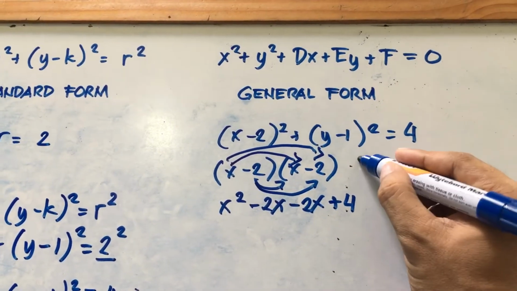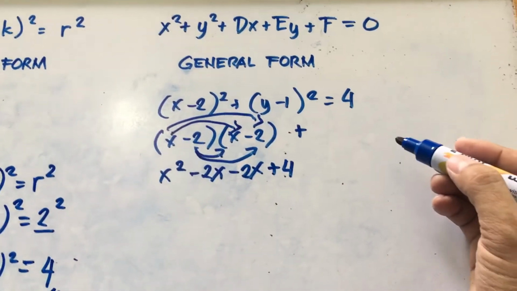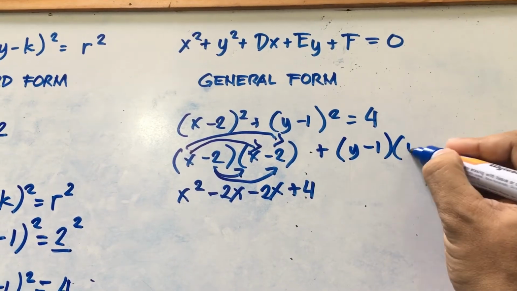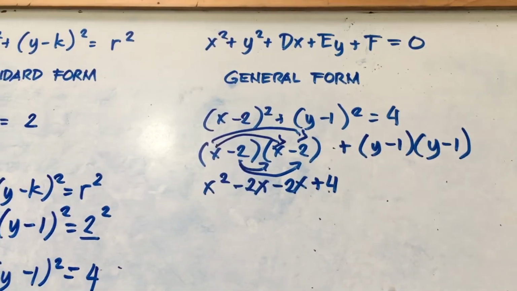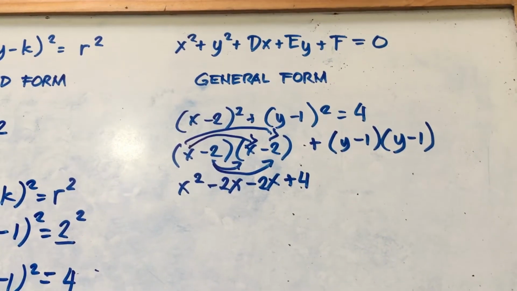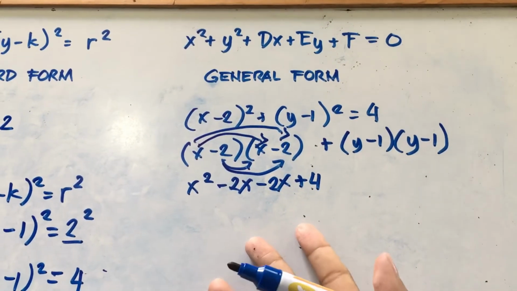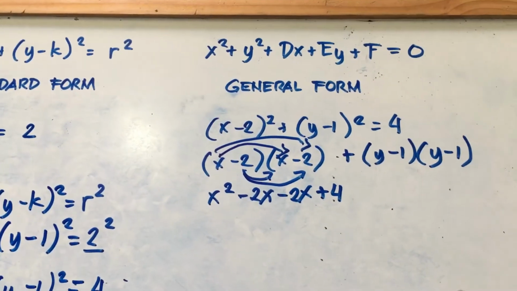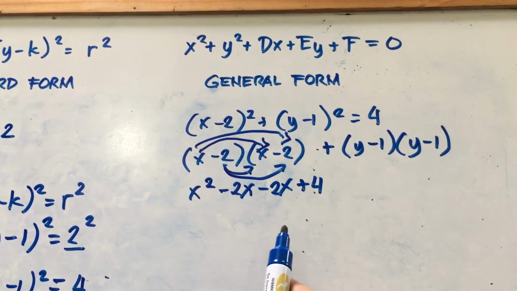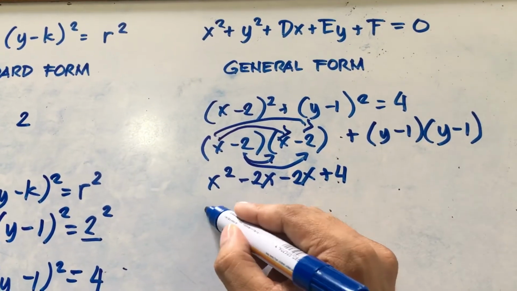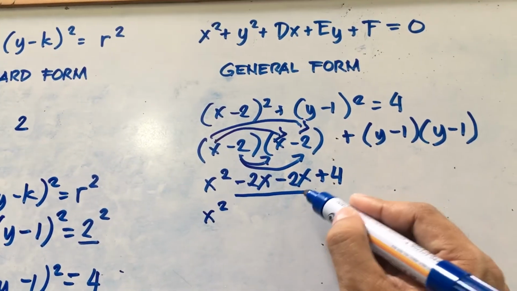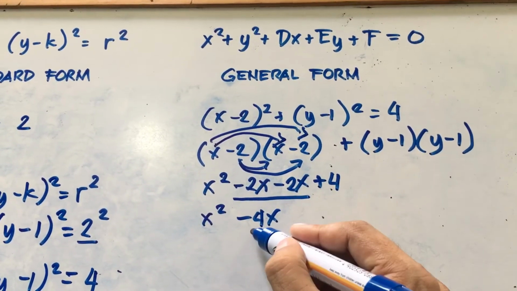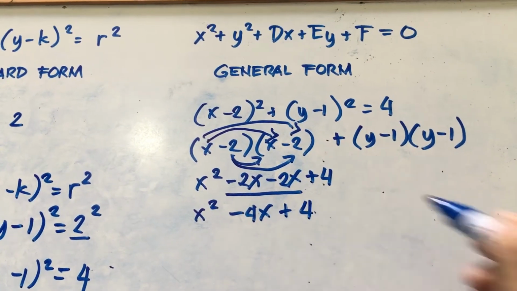Again, we still have (y - 1)². So (y - 1)² is (y - 1) times (y - 1). But later on, I will show you a technique wherein you can directly simplify a specific squared binomial. This is what you call a squared binomial. Now, at this point, we need to simplify this one. So you'll get x squared, negative 2x minus 2x, you get negative 4x, plus 4.